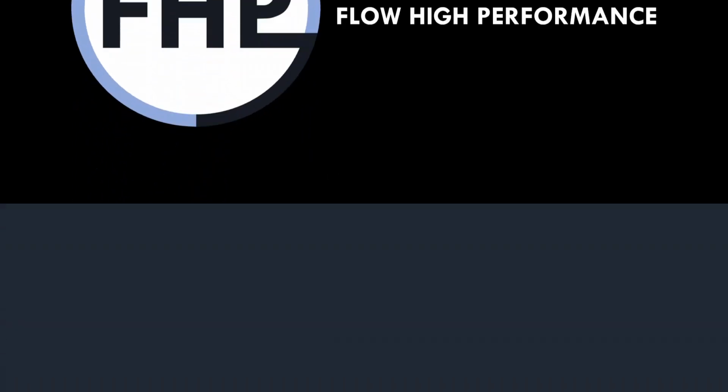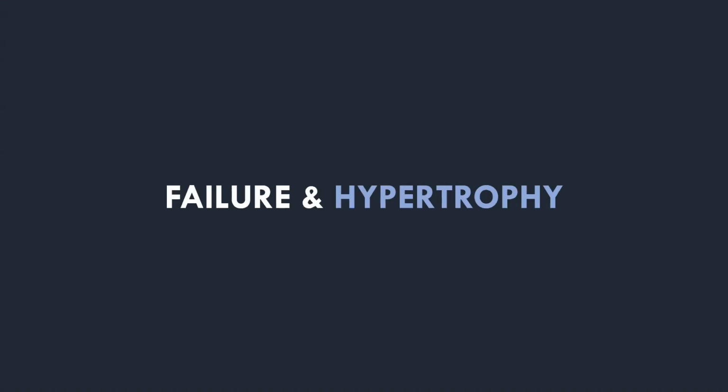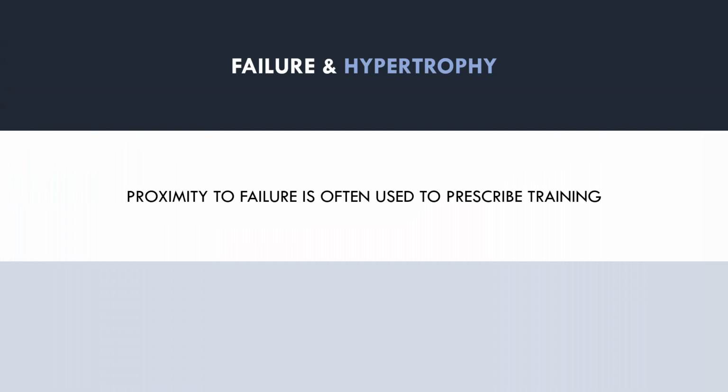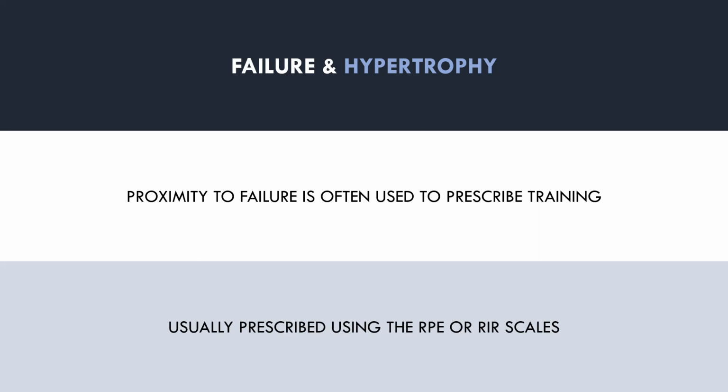First, we need to establish why defining failure is even necessary for hypertrophy training. This is important because we often prescribe exercise via its proximity to failure. This is usually quantified using the RPE or reps in reserve scales. These scales use numerical values that require the trainee to subjectively estimate how close to failure they were during a given set.